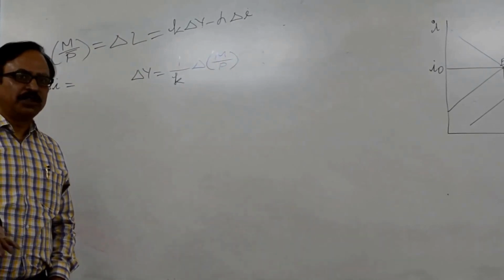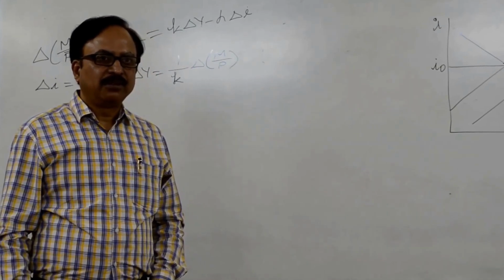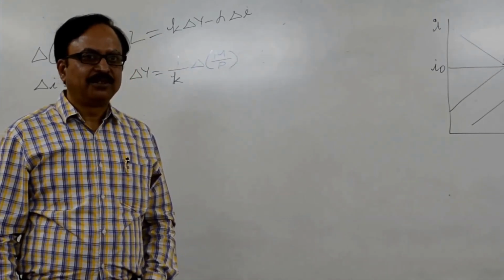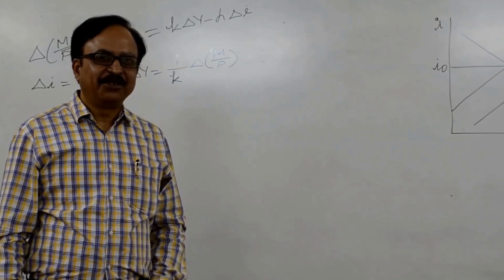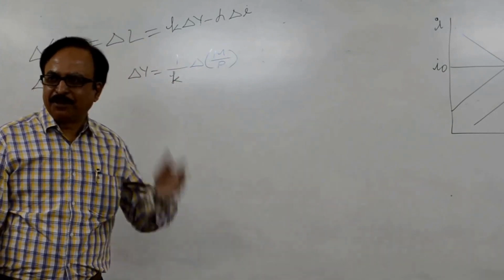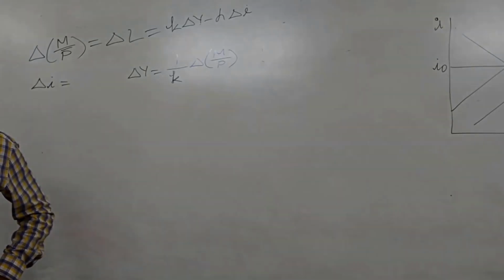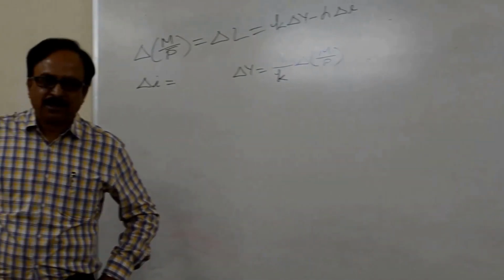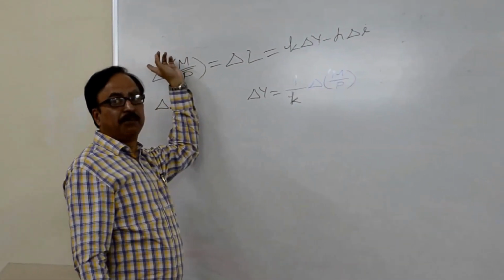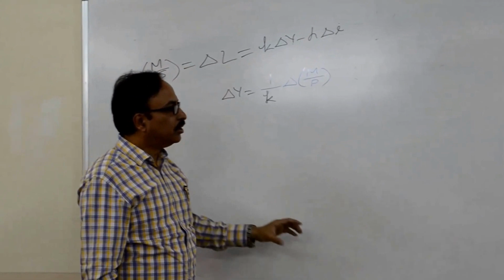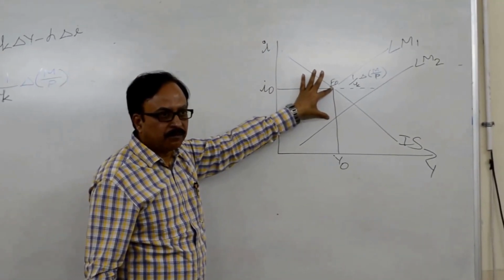So if you're talking about the vertical shift, naturally you are saying that income is not changing. So similar to how we got it before, here we assume delta y to be 0. Right, exactly. And so how much is that? It's 1 upon h delta I. Right? Delta I will be 1 upon h delta m by p. Okay, so this is 1 upon h delta m by p.